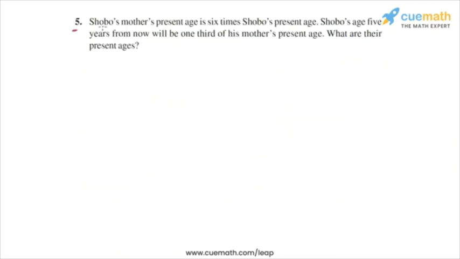Question 5 says that Shobo's mother's present age is 6 times Shobo's present age. Shobo's age 5 years from now will be 1/3 of his mother's present age. What are their present ages? So the unknowns in this problem are the present ages of Shobo and that of his mother. So let's start by assuming that Shobo's present age is some variable. Let's take it to be x years.